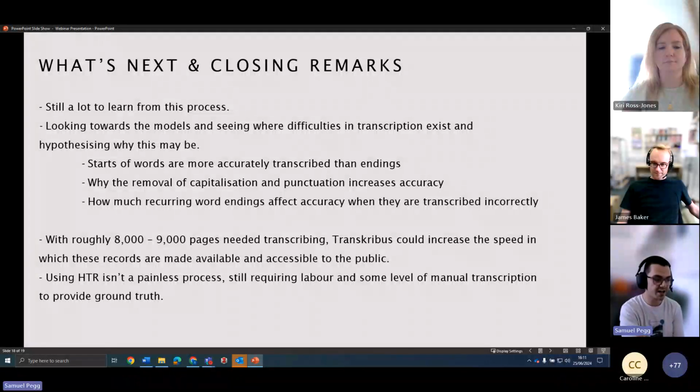But using HTR isn't a painless process. It still requires labor and some level of manual transcription to provide ground truth. So hopefully, if you're ever thinking about Transcribus for a project or you're interested in transcription more generally, there is a process of a bit of labor, a bit of benchmarking, but it is really, really useful, and it's worth doing before you ever think that Transkribus will solve all your problems, because it might actually create some.